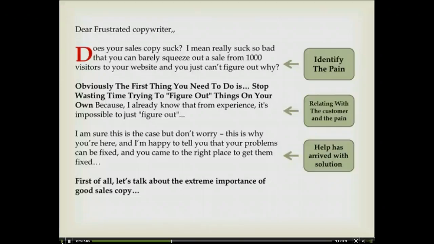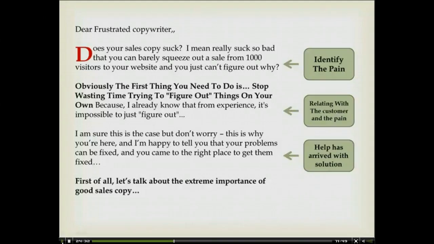So obviously the first thing you need to do is stop wasting your time trying to figure things out on your own. Because I already know from experience, it's impossible to just figure out. Now that's really not that strong, but we're showing you where you're starting to relate to that person. It's like, I've been here. I've been where you're at before. This would be a great spot for you to begin to write your story, your experiences, especially if you were trying to write copy or you had sales copy out there that just wasn't converting, and how you were feeling. So you want to do your best to relate to it. If you were to get sales copy right in this area, you would continue on and tell your own unique story.